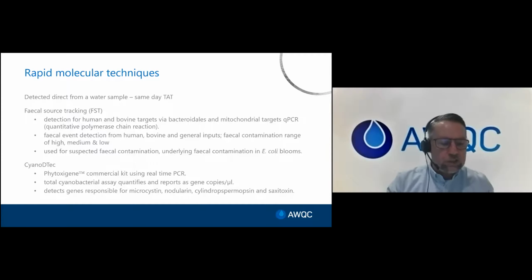Cyano-Detect, this is a total cyanobacteria assay that detects and quantifies cyanobacteria in the sample and is reported as copies per microliter. And this only requires a very small volume of sample. We routinely apply this to 5 milliliters of sample. And the cyanobacteria toxin assay detects the genes responsible for the production of toxins. And we've covered microcystin, nodularin, cylindrospermopsin, and saxitoxin genes. And these are then reported as presence, absence of each toxin gene.